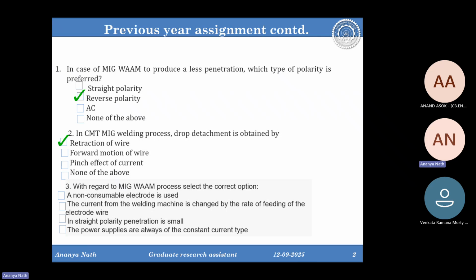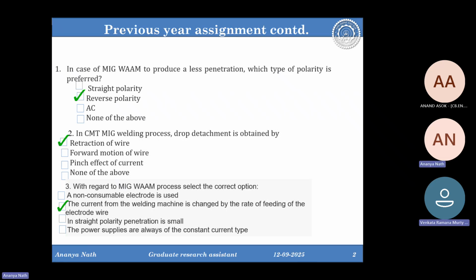Now we have the third question. With regard to the MIG WAM process, select the correct option. Non-consumable electrode is not correct. Is it B? Current from the welding machine is changed by the rate of feeding of the electrode wire. The remaining three are not correct.